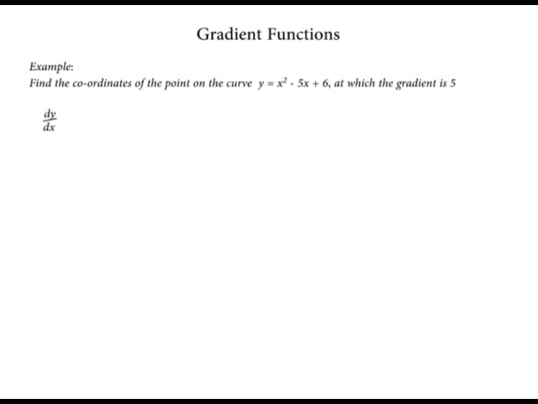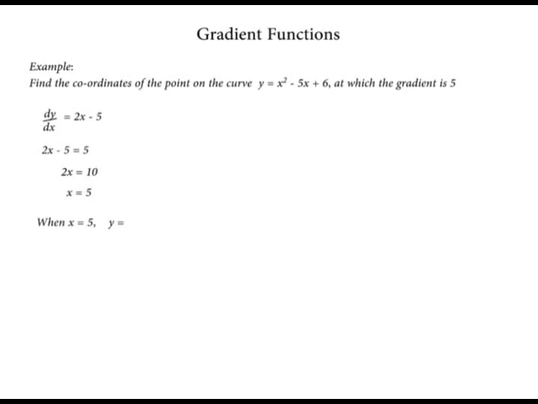And so dy over dx will be equal to 2x minus 5. We know the gradient is 5, and so we equate that to the gradient function. 2x minus 5 is equal to 5. 2x is 10, x is 5. And so we know at the point where gradient is 5, the x coordinate is 5. Now we find the corresponding value of y at that point where x is 5.